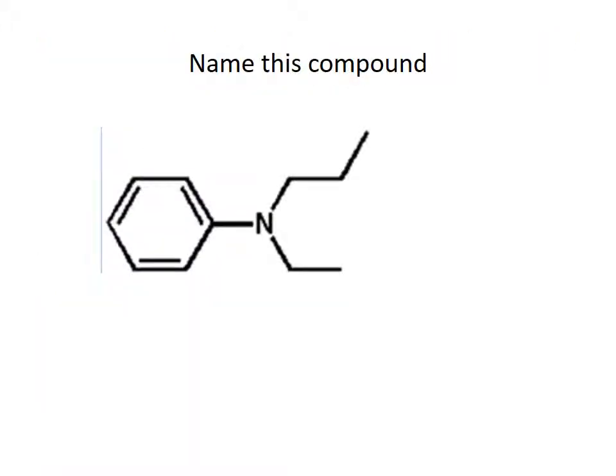Name this compound. Well, you can see that there is an ethyl, there is a propyl, and there is a phenyl. The phenyl has more carbons, so we're going to name this as a phenylamine. So it's N-ethyl, N-propyl, phenylamine.